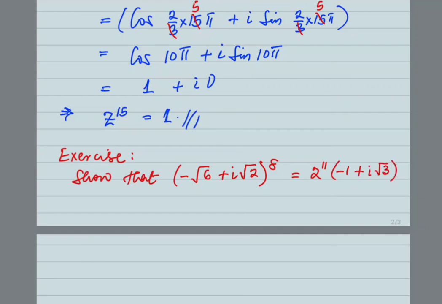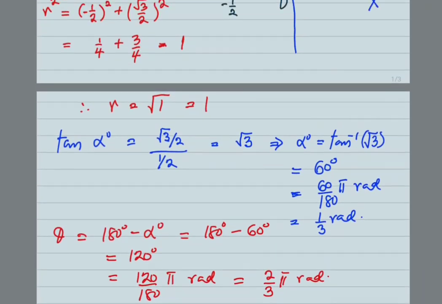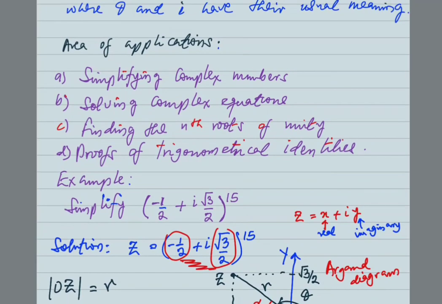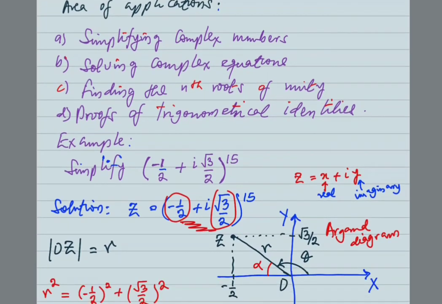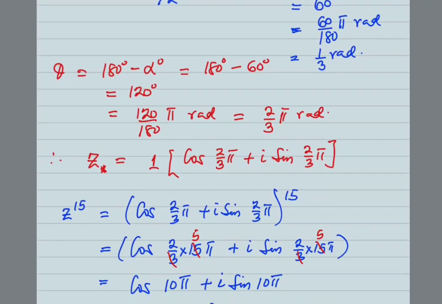I hope you'll be able to solve this and it will not be too difficult for you. So what you just do is to express what is inside here, minus root 6 plus i root 2, in polar form. Then you apply your DeMoivre's theorem, then you simplify. So you get this one. So that is an example on how to simplify complex numbers using the DeMoivre's theorem.